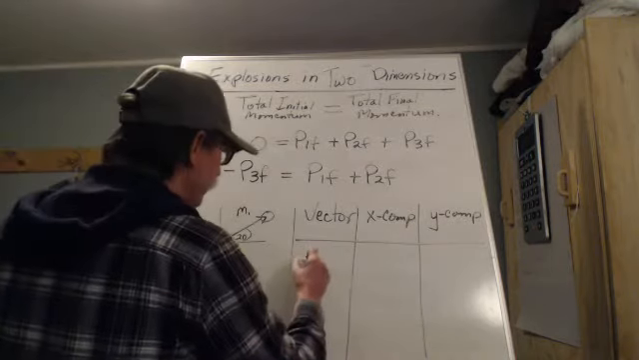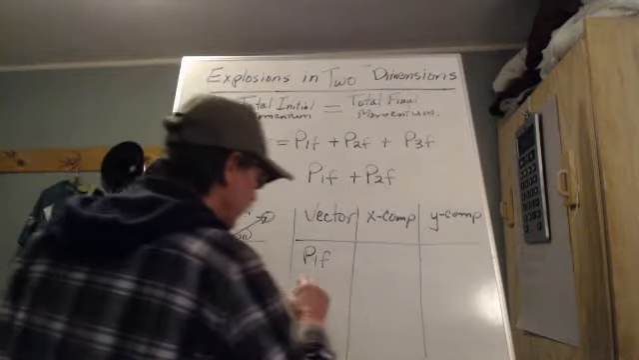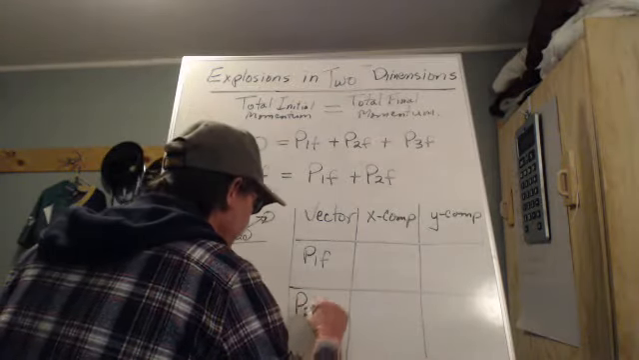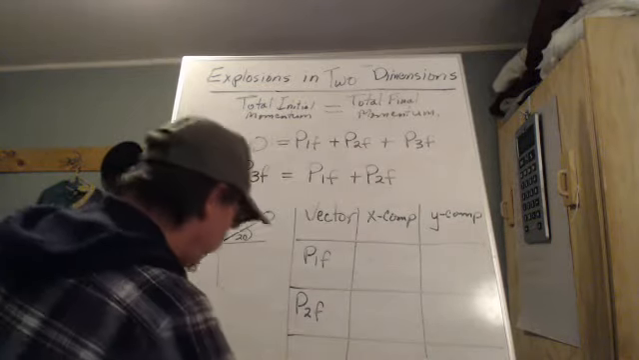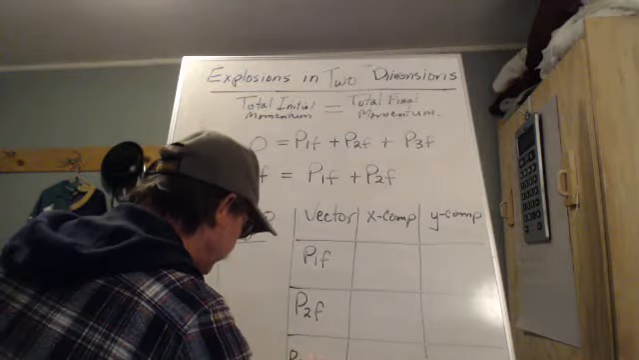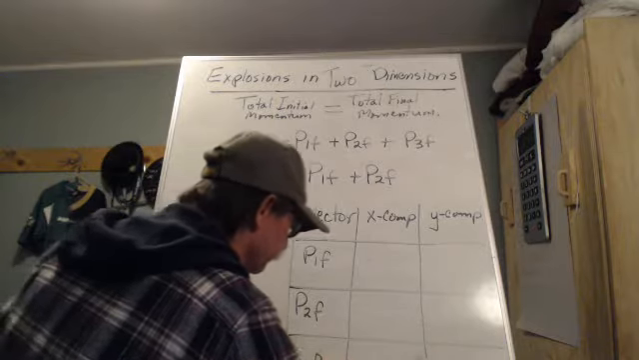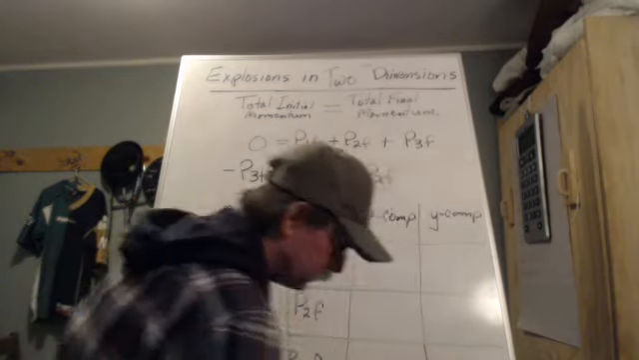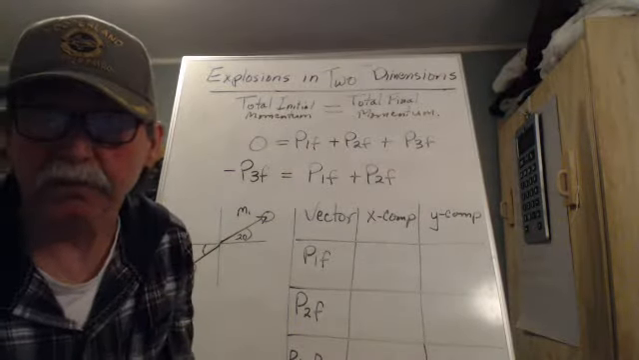Okay, so I'm going to go P1F, P2F, and then finally P1F plus... how's that showing up there?